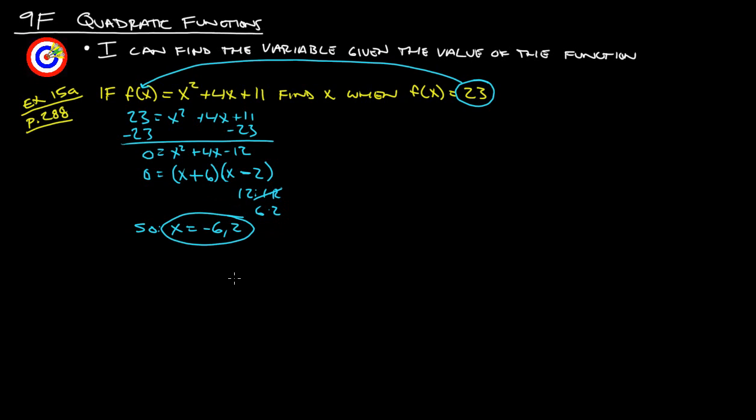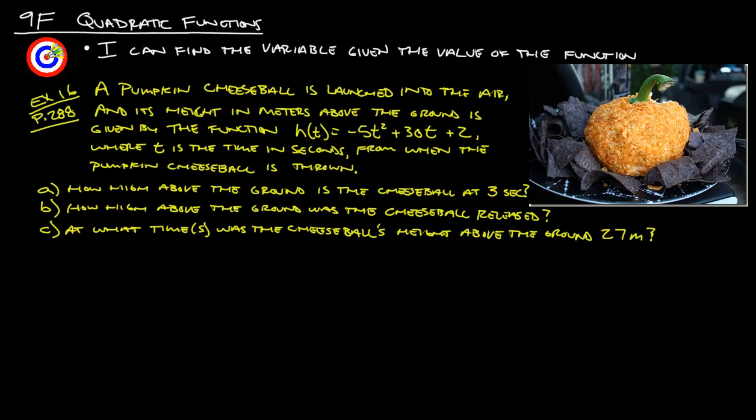Okay, so x can equal either one of those and we are good to go. It's really good to double check to make sure that it actually works. So if you just plug it in really quick, negative 6 squared plus 4 times negative 6 plus 11 will end up giving you 23, and then if you plug 2 in, it also works. Alright? Okay. Let's try this one.